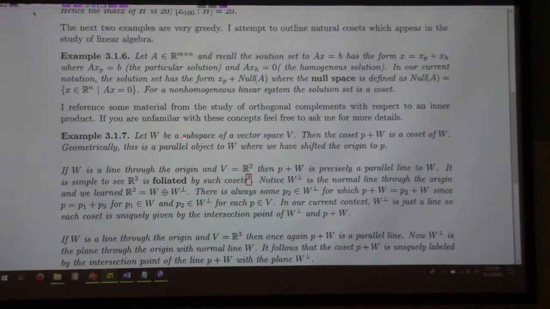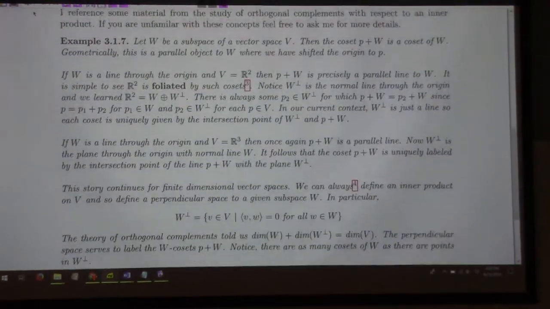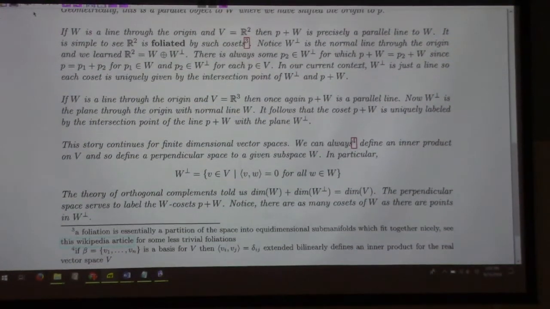You can also look at a subspace of a vector space. p plus W is a coset of W. You can think of it geometrically as a parallel translate of the subspace. You could do the same thing for lines, if you like. I talk about that in here, some different geometric interpretations of cosets.